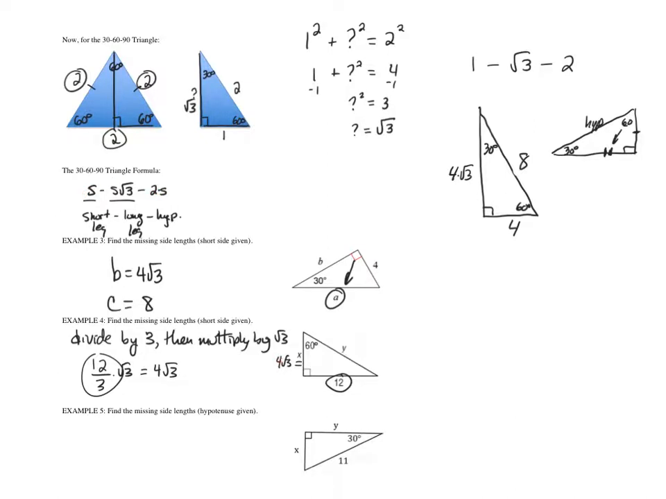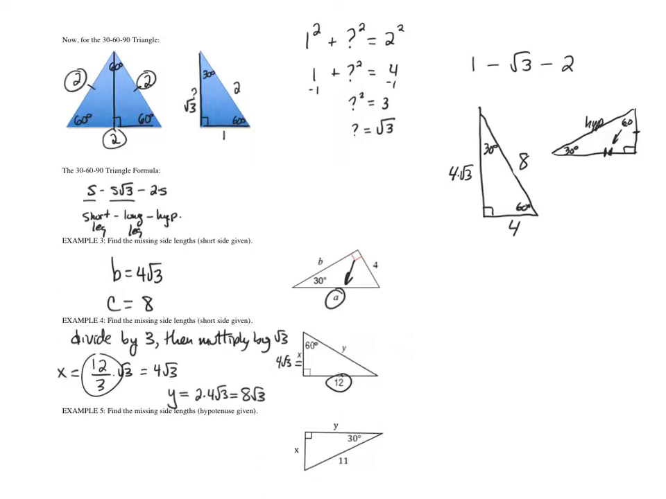So as soon as I have this guy, all I have to do to get the hypotenuse, which is y, is it's going to be twice as much as the short leg. So 2 times 4 root 3, which is 8 root 3. So I guess I should have put an x here for this guy. All right, so when you're given the long leg, divide it by root 3 and slap a root 3 on it to get the short leg, and then double that to get the hypotenuse.